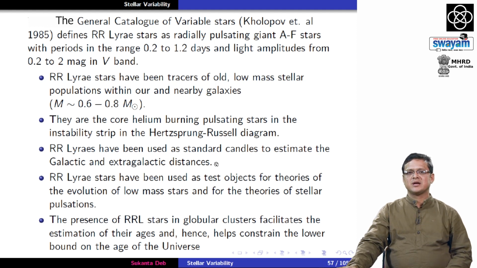RR Lyrae stars have been used as standard candles to estimate the galactic and extragalactic distances. They have been used as test objects for theories of the evolution of low mass stars and for the theories of stellar pulsations. The presence of RR Lyrae stars in globular clusters facilitates the estimation of their ages and hence helps constrain the lower bound on the age of the universe.